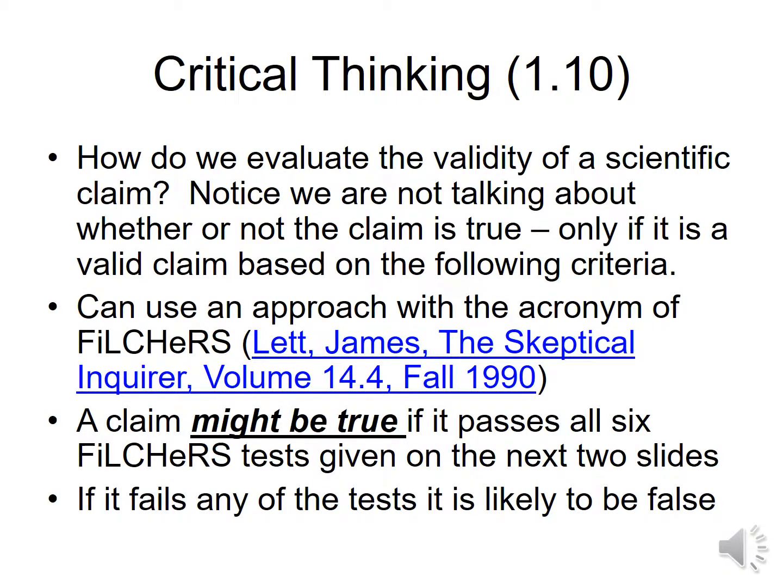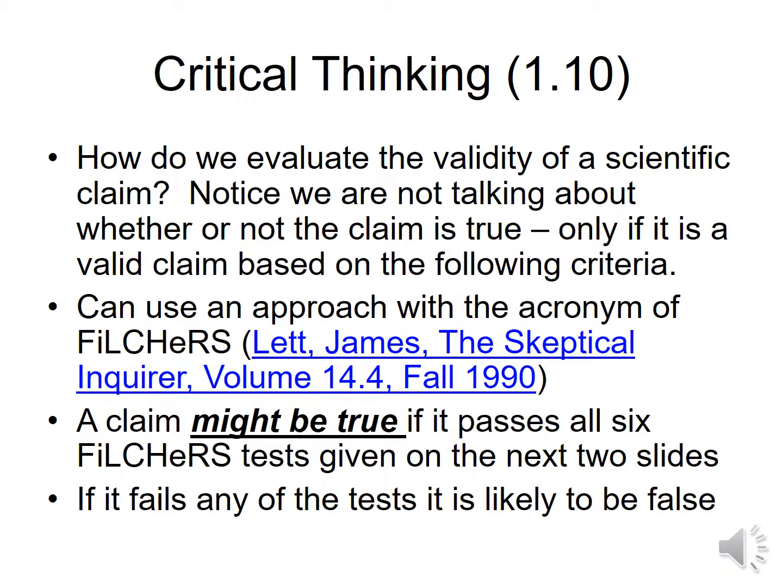The approach we use is one that comes from James Lett back in 1990. The acronym is FILCHERS. Now, in the spelling of FILCHERS, you notice that there are a bunch of capital letters. There are 6 of them. Those are the first letters of the tests that we can use to determine whether a claim is valid or not. Your textbook uses a modification of this called FLARES. Your textbook leaves out 4 of these, but I decided to go ahead and we'll just do all 6 just so we can see the whole thing in all of its glory.